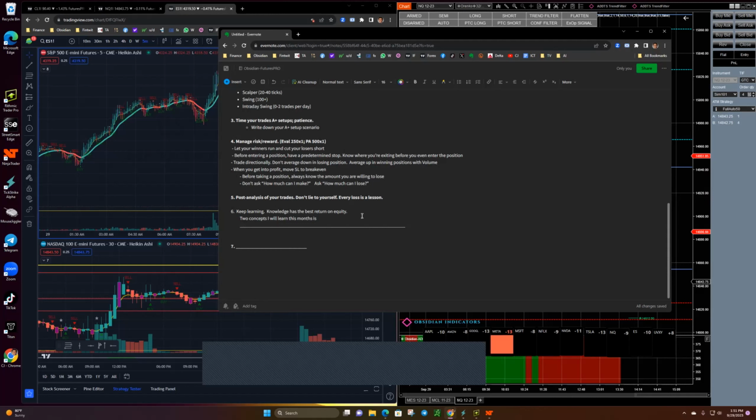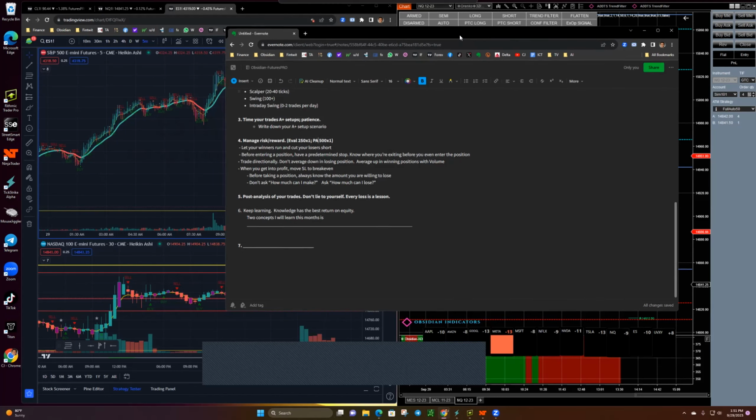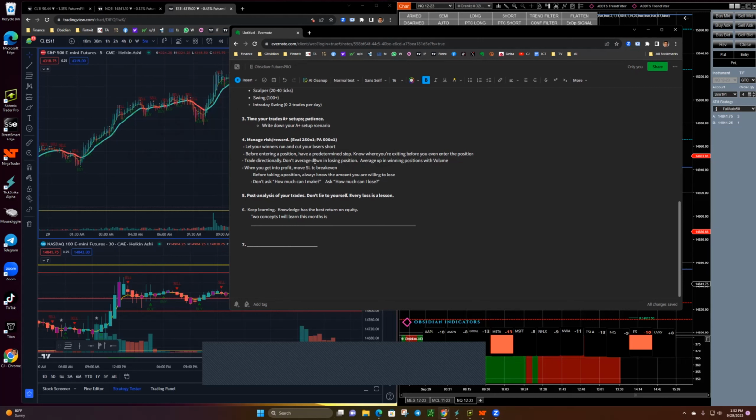Eat your pride, go on to the next trade. And when it's a winner and it's running, that's when you want to be able to let it run. So when the winners are big and the losers are small, you are guaranteed to win. Okay, so manage your risk and your risk reward. So eval, rule of thumb, 250 to 1, PA 500 to 1. And take my word for it, every time I didn't follow this rule and I over leveraged, I failed miserably.